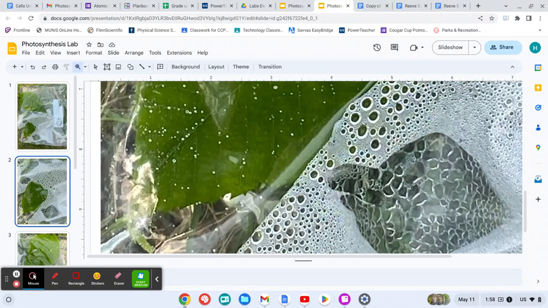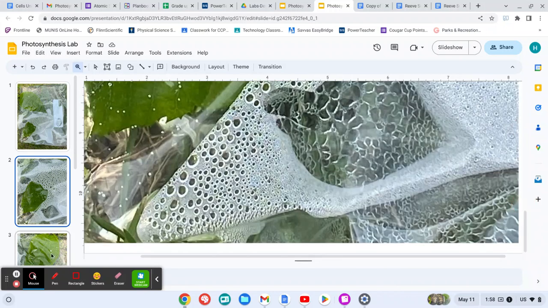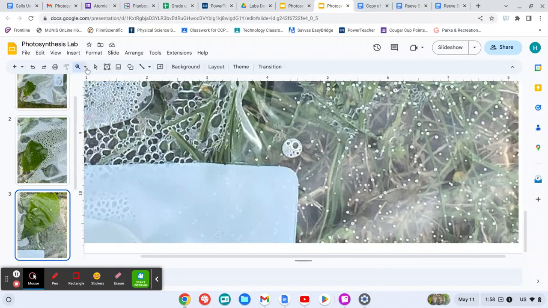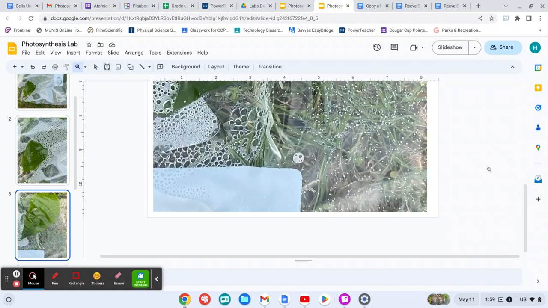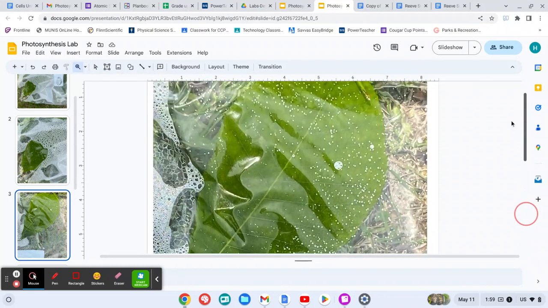Another view of that shows a lot more bubbles. And then a kind of zoomed out view shows you for the whole bag, we have a lot.